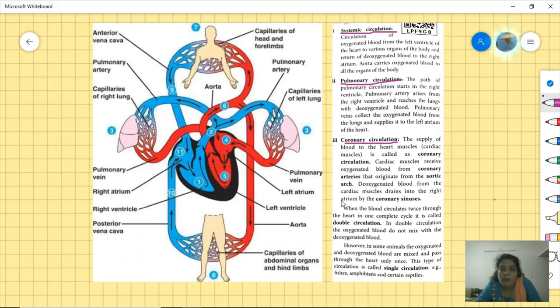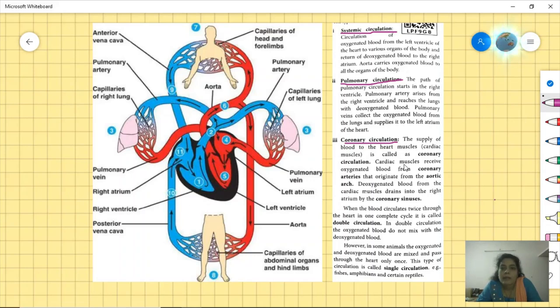Deoxygenated blood from the cardiac muscles drains into the right atrium by the coronary sinuses. Once again, coronary circulation means the supply of blood to the heart muscles or cardiac muscles. Only in the heart area it takes place.